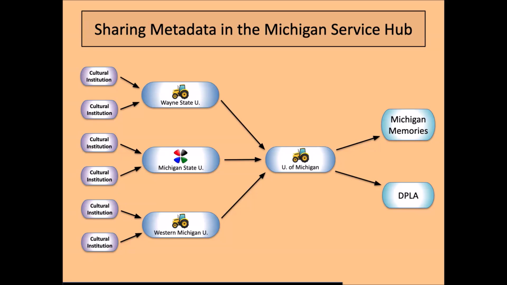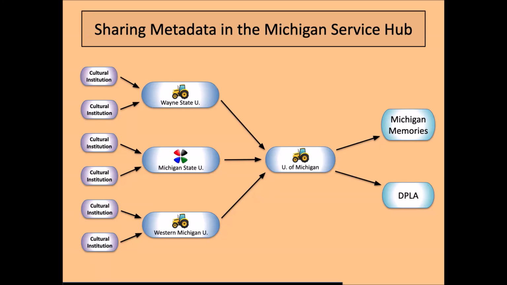Now, here's an important point. We're not going to ask you to make any changes to your metadata. Whatever metadata you use that makes sense for you, we want you to continue to use that. But what we want to do is map it over to the MODS metadata schema that we use in the Michigan Service Hub and that we share with the DPLA. So that second column there is where all that magic happens.